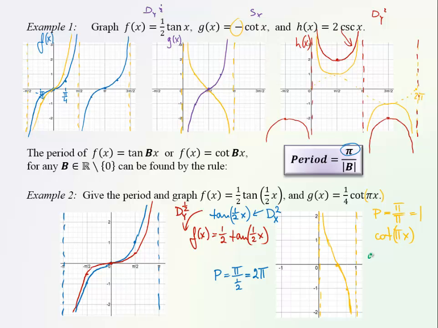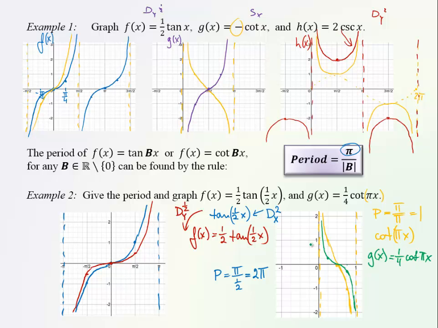And now to graph actually g of x in green, 1/4 of cotangent of pi x, meaning that every important point I need to multiply by 1/4. So instead of 1, I will have 1/4, and the same here. So it's the same shape but flatter around the center here.